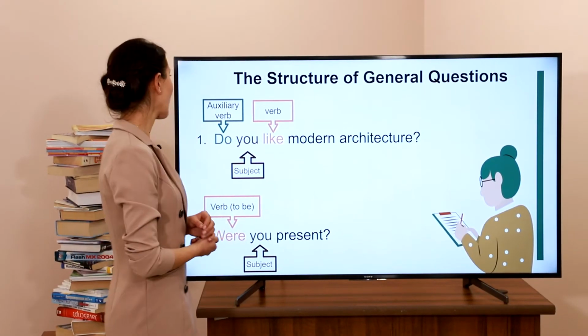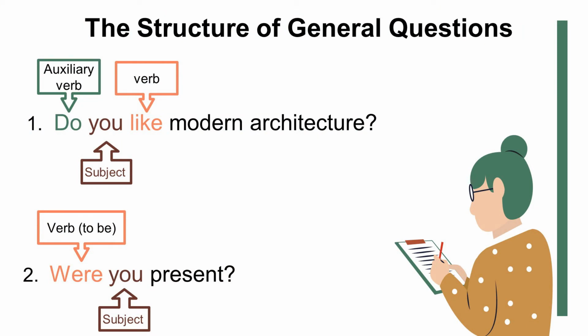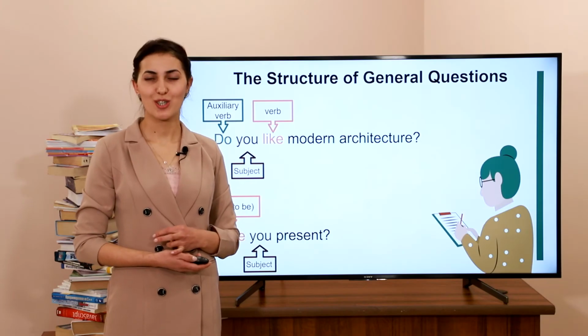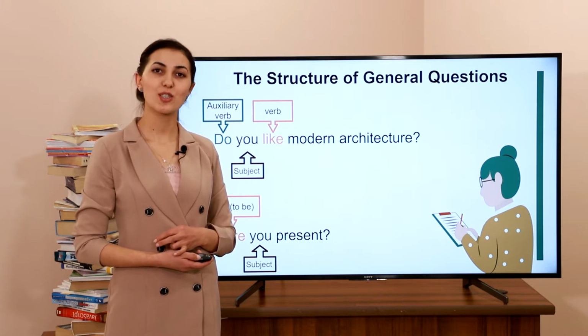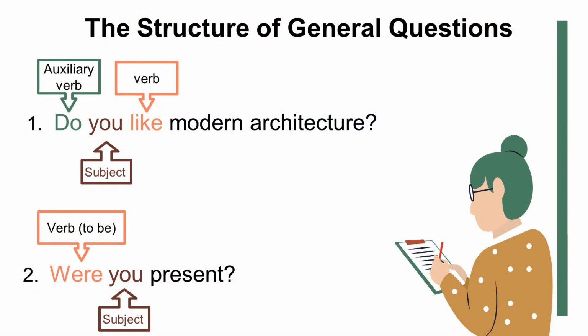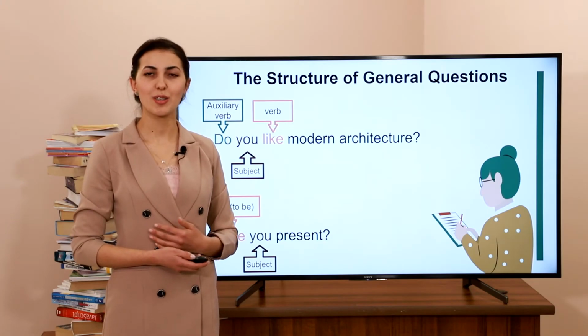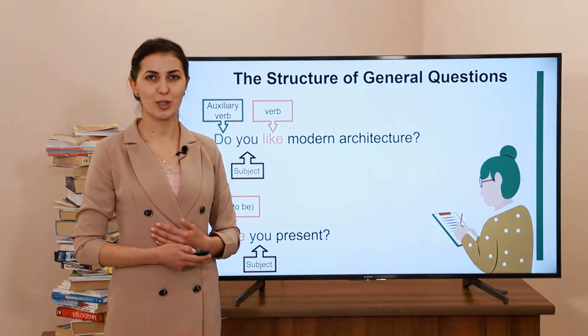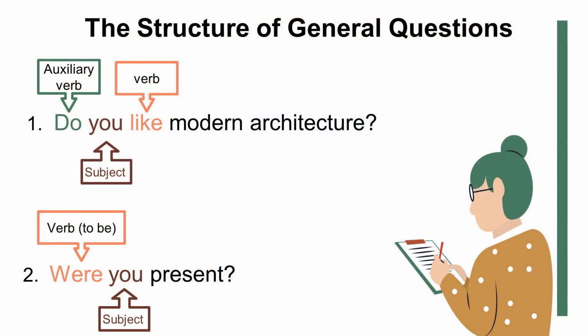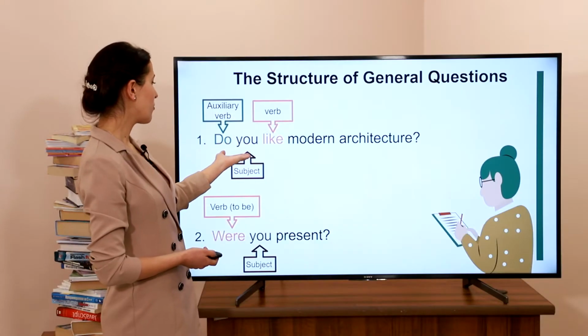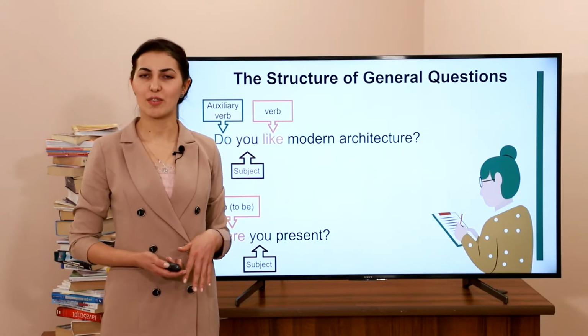So let's see. Do you like modern architecture? As you see, we have a general question here. So let's have a look at the structures. The first word of this sentence is "do." It is an auxiliary verb. So there is a rule that the auxiliary verb comes first in general questions. The second part of the sentence is the subject, "you" in this case. And then comes the verb, the predicate of the sentence.